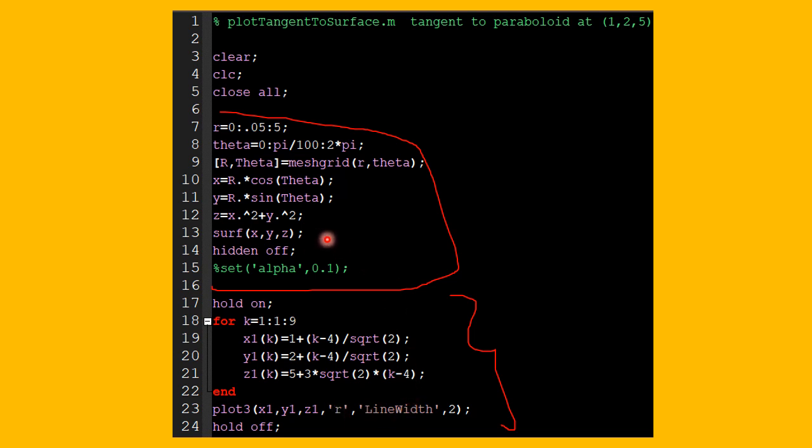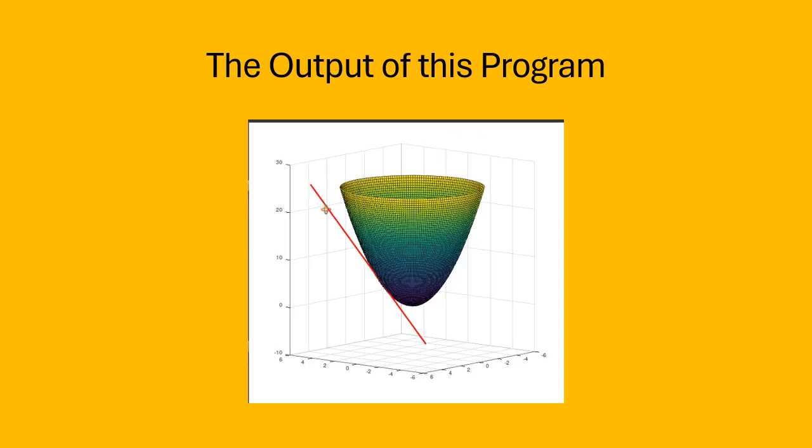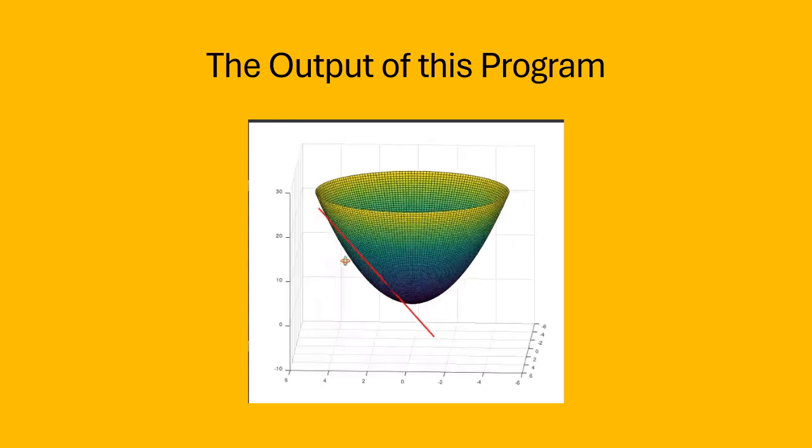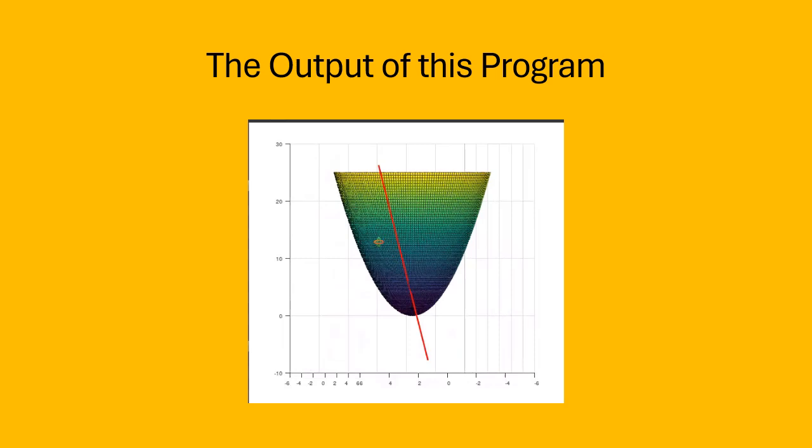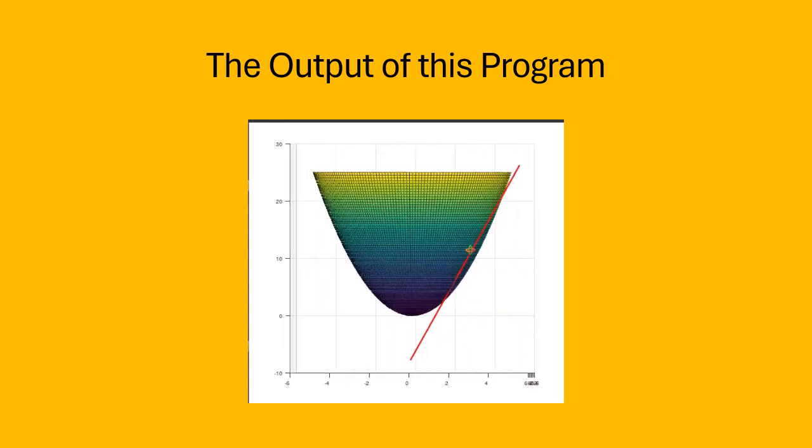We have a hold on somewhere right here, so that we plot the surface, and then on the same graph we plot the tangent line. This is the output of the program. Here we see the paraboloid, and this is the tangent line to that paraboloid at the point 1, 2, 5. If we want to, we can rotate this around to get an idea of how that tangent line looks to that surface at that point.